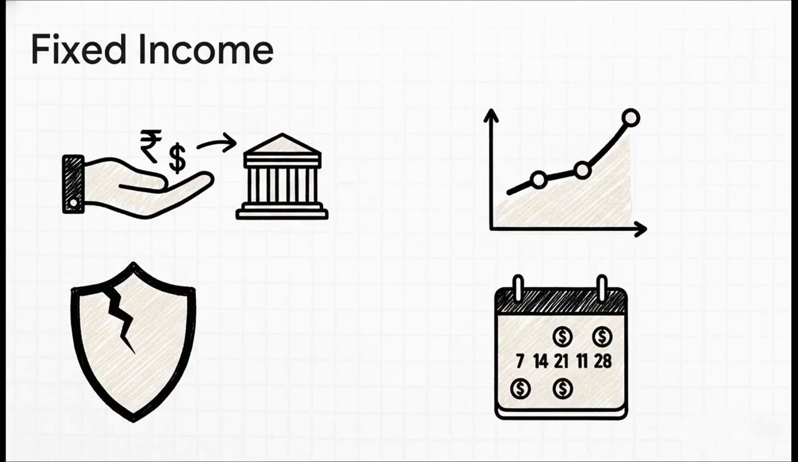Now, here's the biggest difference from equity. With fixed income, you are not an owner, you are a lender. You're basically lending your money to a government or a company. In return, they promise to pay you a fixed, regular interest. So the returns are lower, but they're much more predictable. The risk is lower too, but, and this is critical to remember, it is not risk-free. Things like your bank FDs or government bonds fall right into this category.